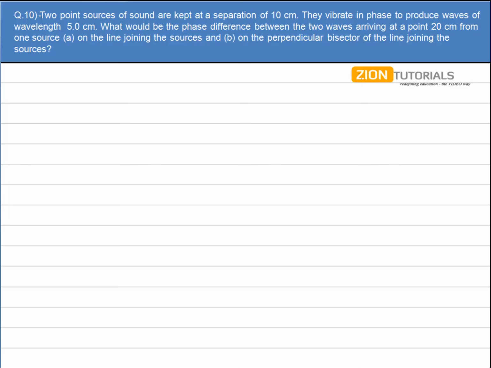In part A, it is given that this point, which is 20 centimeter from one source, is on the line joining the sources, and in part B, this point is on the perpendicular bisector. Fine. So let's draw the diagram first for the A part.